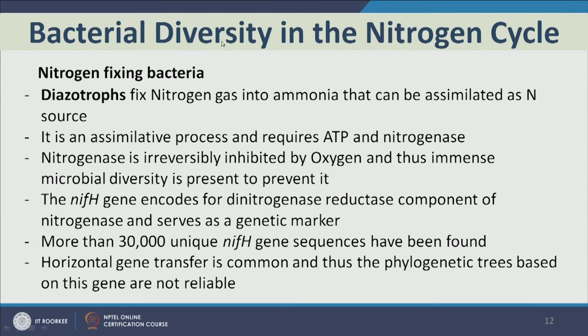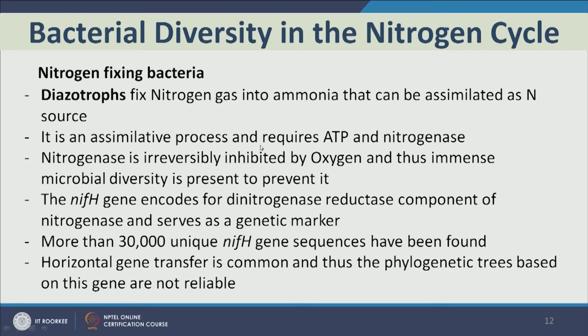Alrighty, so let us look at nitrogen fixing bacteria. The one that we are going to talk about first are diazotrophs. So, diazotrophs, as zo is an old name for nitrogenous compound, di means two. So, diazo means dinitrogen, which is nitrogen gas. So, diazotrophs fix nitrogen gas into ammonia that can be assimilated as a nitrogen source.